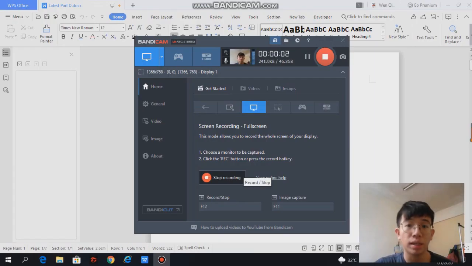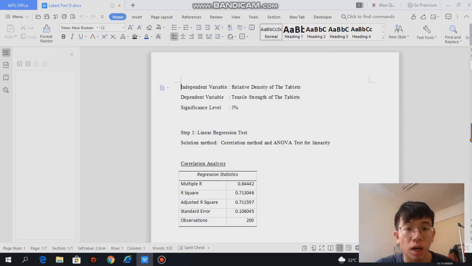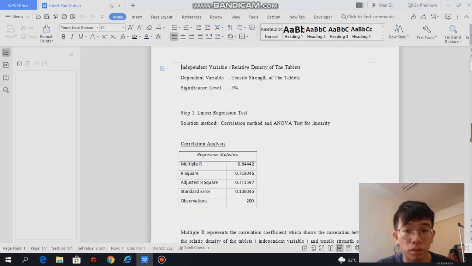Hi everyone, my name is Wen Qing, and as a member of the group, my job is to conduct linear regression tests to test the validity of the relations between relative density and tensile strength of the tablets. So I'm using a significance level of 5% for the whole testing. In order to conduct linear regression tests, there are two methods. The first one is the correlation method, and the second one is the ANOVA test.